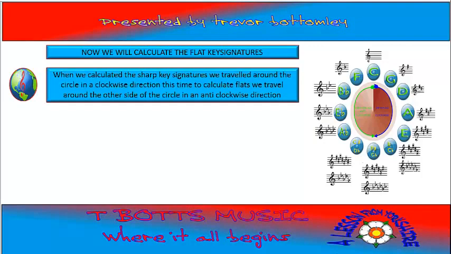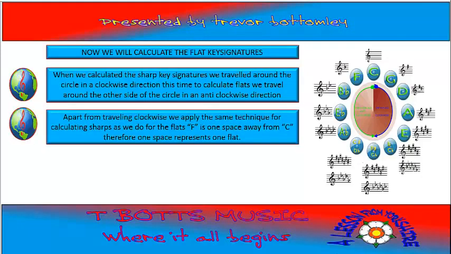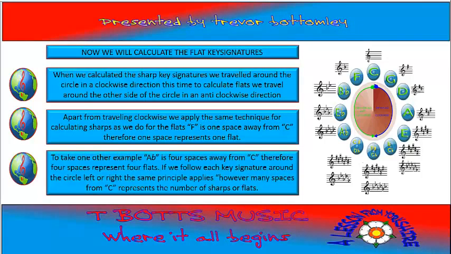When we calculated the sharp key signatures, we travelled around the circle in a clockwise direction. This time, to calculate flats, we travel around the other side of the circle in an anti-clockwise direction. Apart from travelling anti-clockwise, we apply the same technique for calculating flats as we do for sharps. F is 1 space away from C, therefore 1 space represents 1 flat. To take another example, A flat is 4 spaces away from C, therefore 4 spaces represent 4 flats.